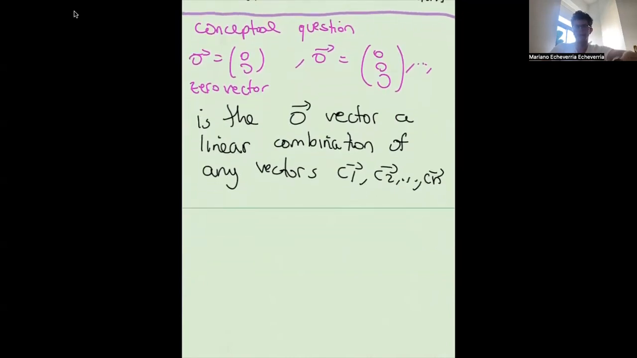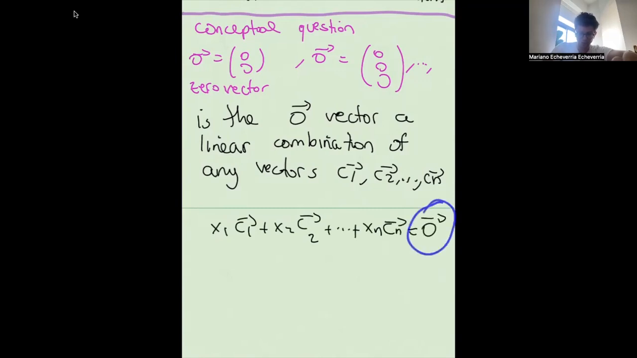So in other words, I'm asking whether you can take a sum of these vectors, where I rescaled some of the vectors, and produce the vector zero. So is there a way to produce the vector zero by rescaling the vectors appropriately? Yes or no?